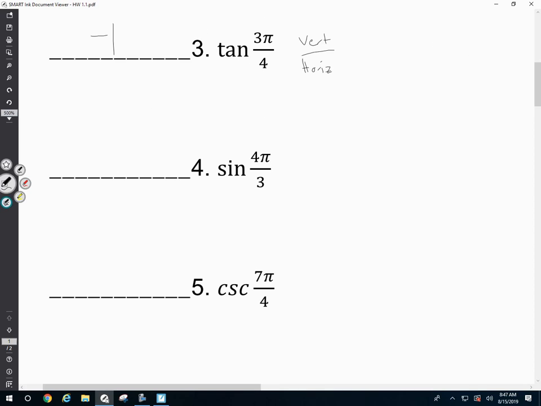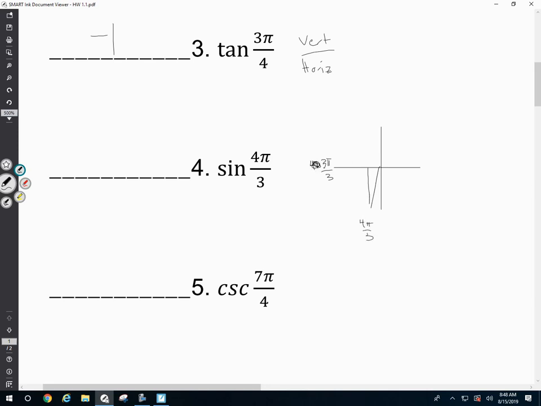Sine of 4 pi over 3. Let's find 4 pi over 3. Here's 3 pi over 3. It's the same as pi. Add now. Adding is going counterclockwise. So starting at 3 pi over 3, adding, going to 4 pi over 3 would be here.